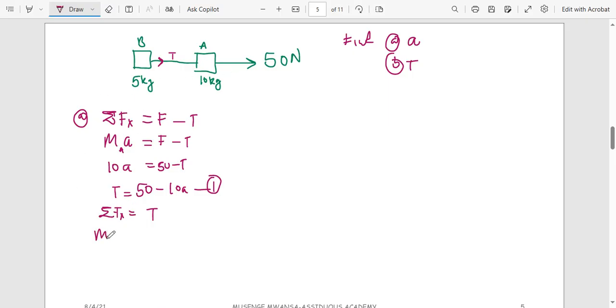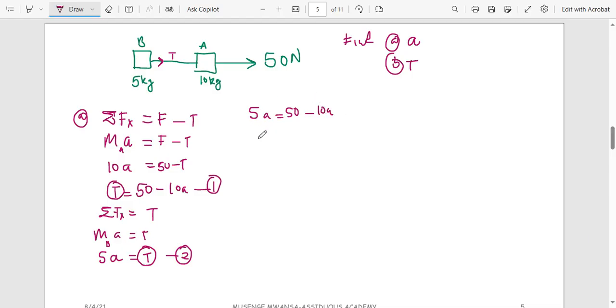Net force is given by mass times acceleration, but in this case it's mass B times acceleration, that will be equal to tension. The mass B is 5 times acceleration, and that will be equal to T. This will be our second equation. We have got T is equal to for the first equation, and this one is also T is equal to. So we can equate these two equations. I'm going to say 5A is going to be equal to 50 minus 10A.